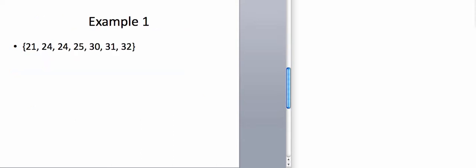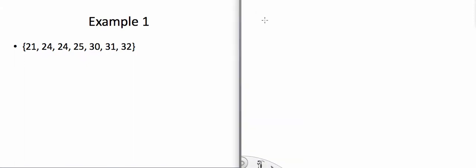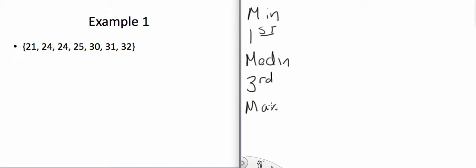So we're going to look here at example 1. This is the same data that we used the other day. We're going to just create a 5-number summary from this. We know the 5-number summary has a min, a first quartile, which I'll just label as first, a median, a third quartile, and a max. We have already dealt with 3 of these 5 numbers in previous lessons.